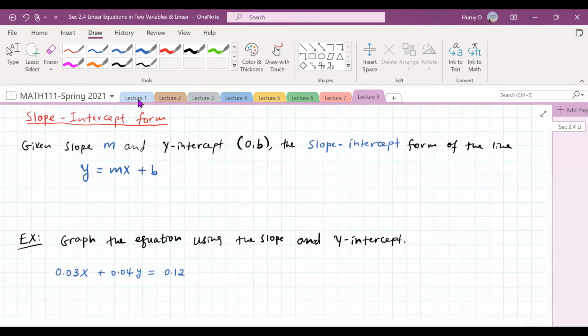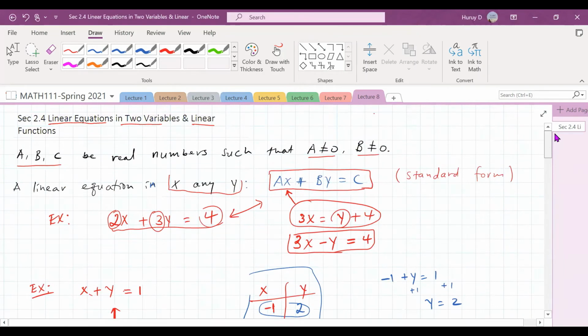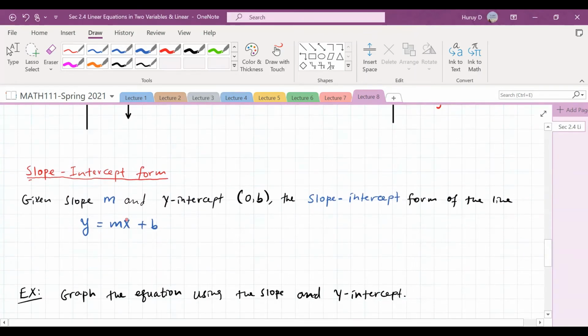All right. Now, how can we find the slope? This is another way. Earlier we've seen the standard form of writing an equation in two variables, and another way of writing such an equation is using the slope-intercept form.